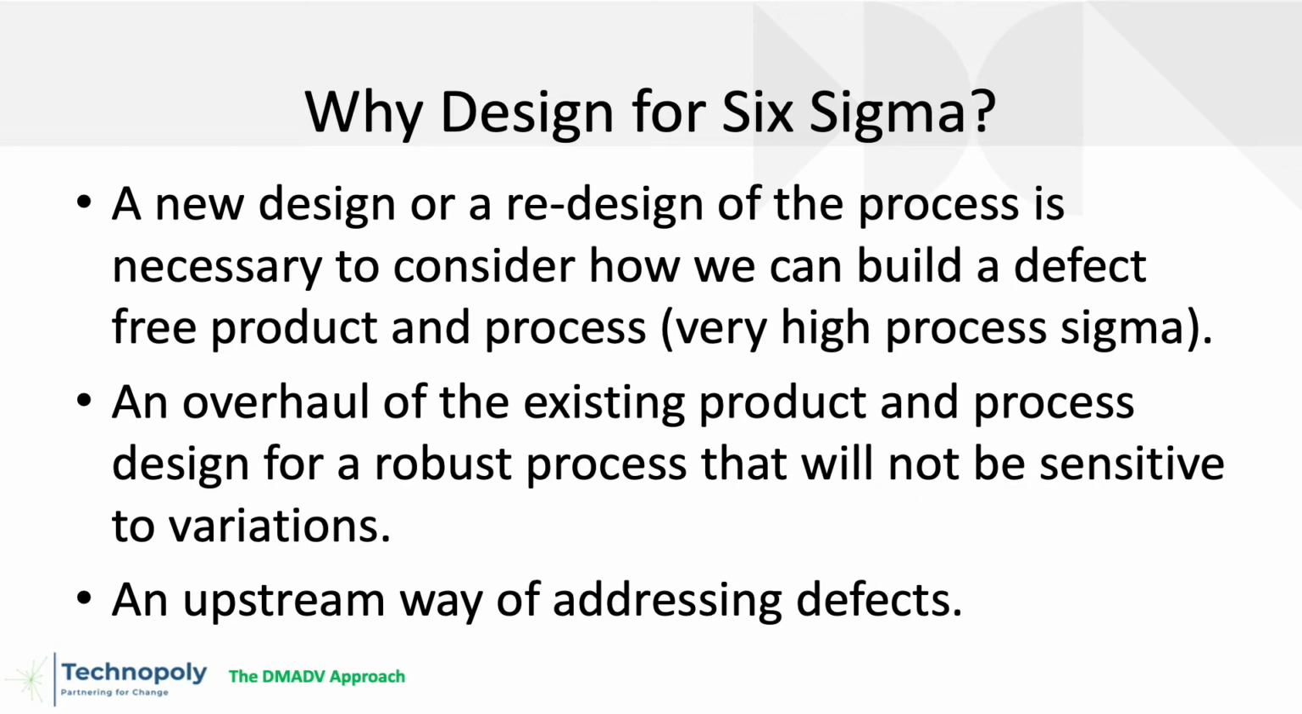This means that we need to consider evaluating new designs or redesigning our process so that we can build in a defect-free product and process. It requires an overhaul of an existing product or process so that they become robust enough to be insensitive to changes that can happen during and beyond manufacturing. Design for Six Sigma is an upstream way of addressing problems before they even happen.